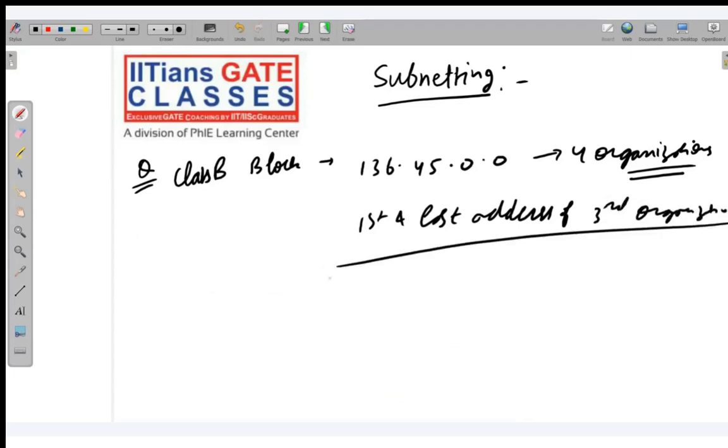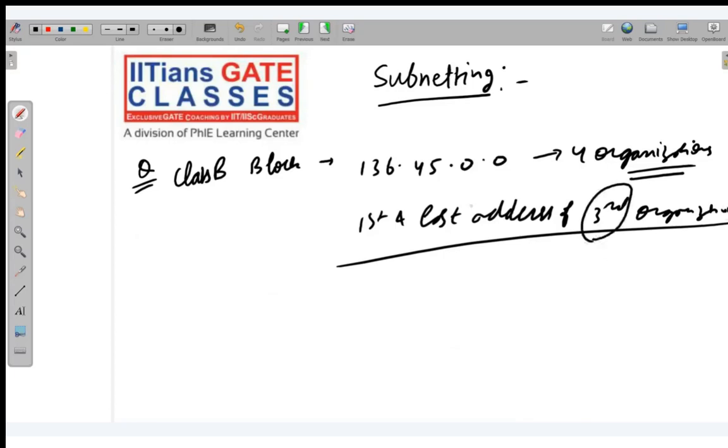It is very easy how to do this thing. In the previous lecture we did it sequentially, that means first organization, first and last address, second organization, third, fourth, and so on. Now they can ask from in between also: first and last address of the third organization.